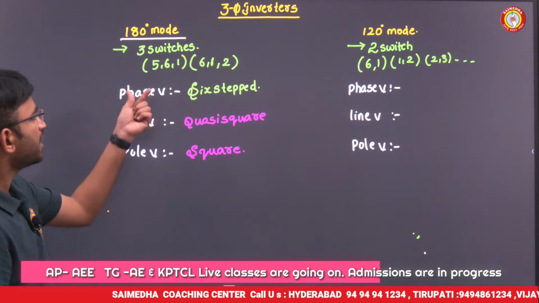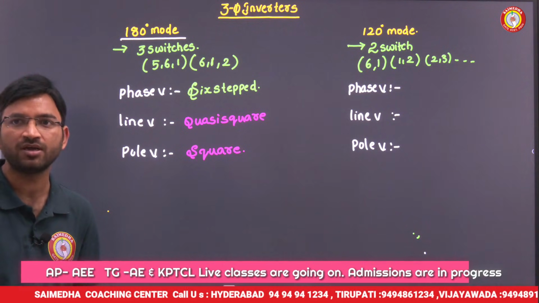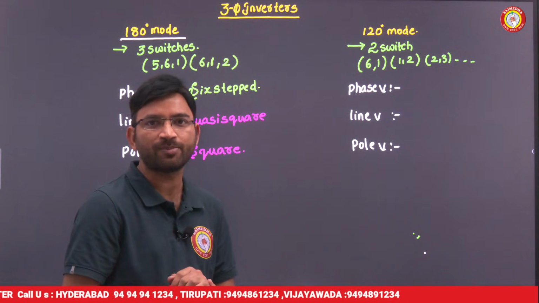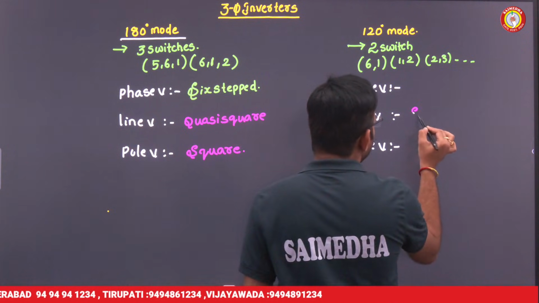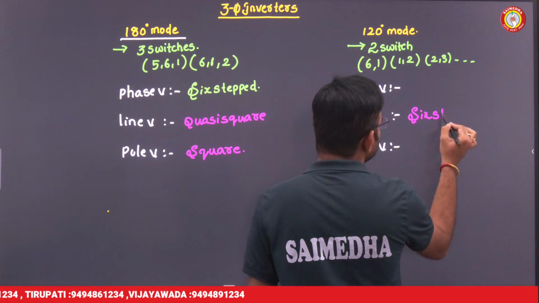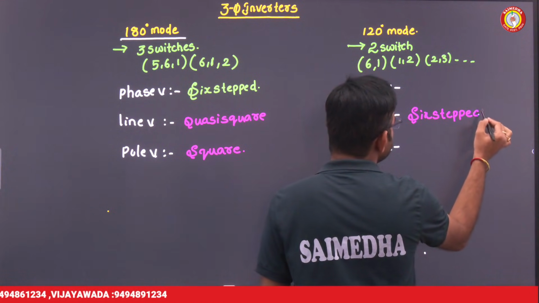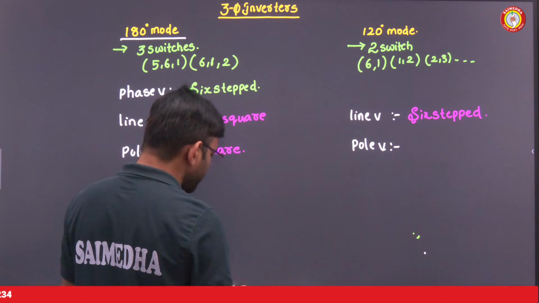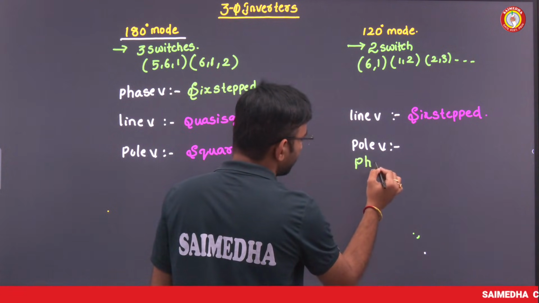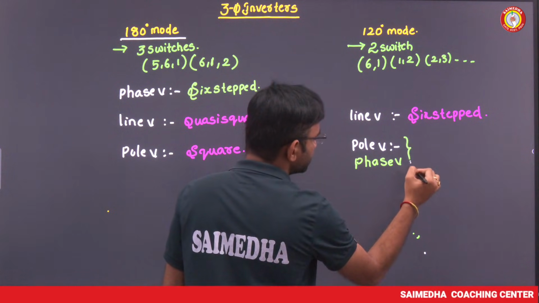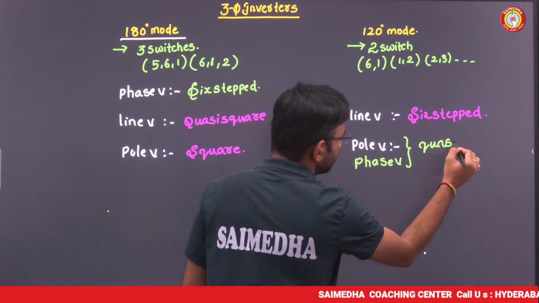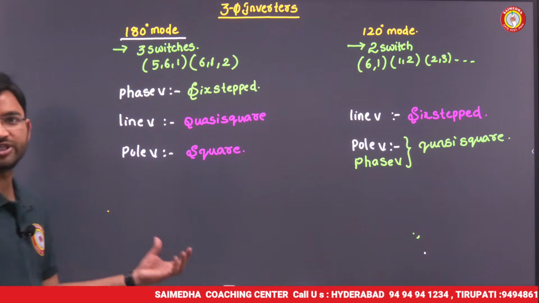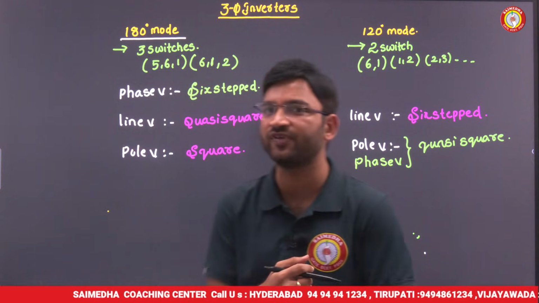So these are the shapes you need to remember in 180 degree mode of operation. When it comes to 120 degree mode of operation, the line voltage is a 6-stepped waveform. Similarly, the pole and phase voltages are quasi-square waveform shapes. These are the shapes required in case of three-phase inverter.